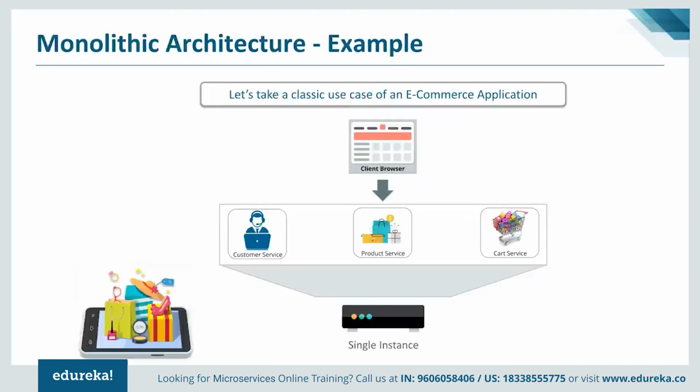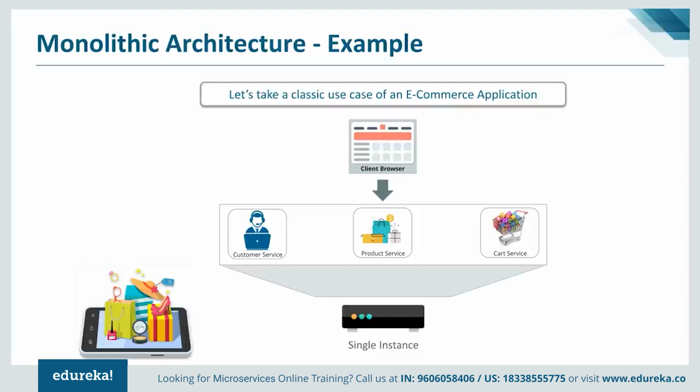Let us discuss a classic example of an e-commerce website like Amazon or Flipkart. Everyone visits these websites quite often, so that's a perfect example to explain this. Let's understand what monolithic architecture means with this example. In a basic e-commerce application, we have a customer service, product service and cart service, which a customer can access through their browser.